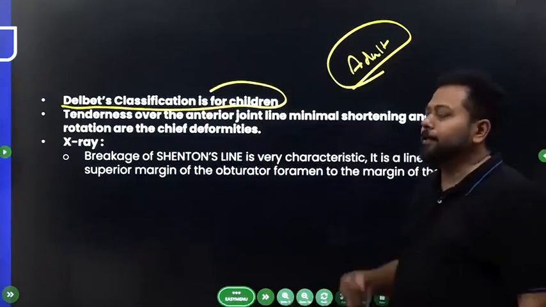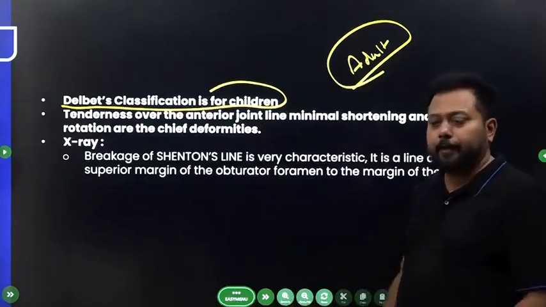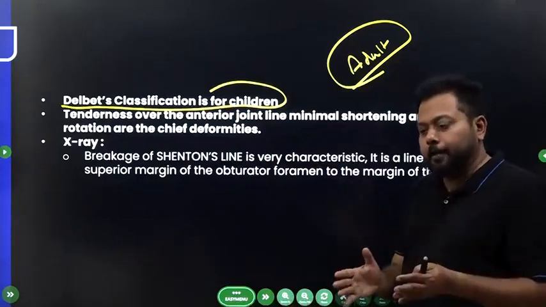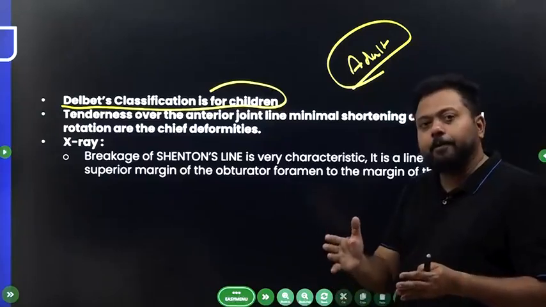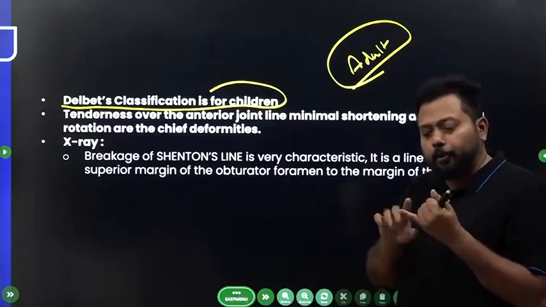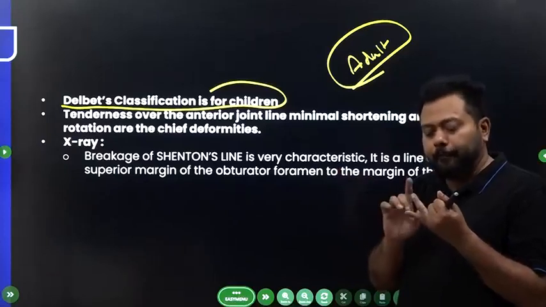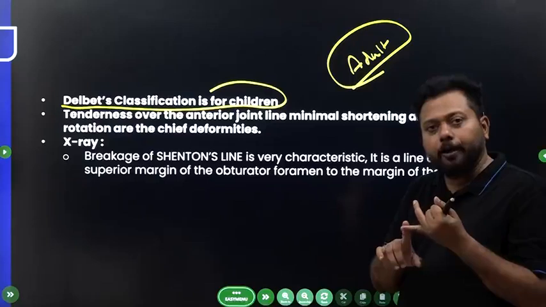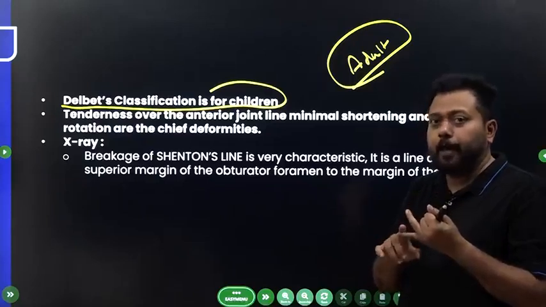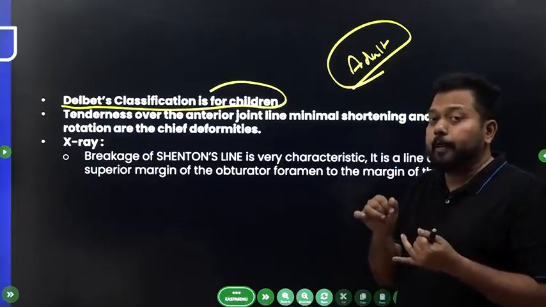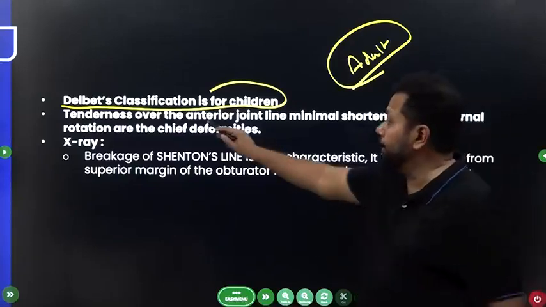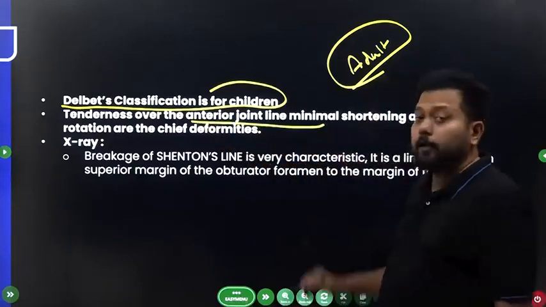The classical presentation of fracture neck of femur is, when you look at the patient, the affected side limb will be shortened, number 1. Number 2, externally rotated. Okay, the affected limb seems to be shortened and externally rotated. When you press over that, there will be tenderness in the anterior joint line. Anterior joint line and all, no need to explain.